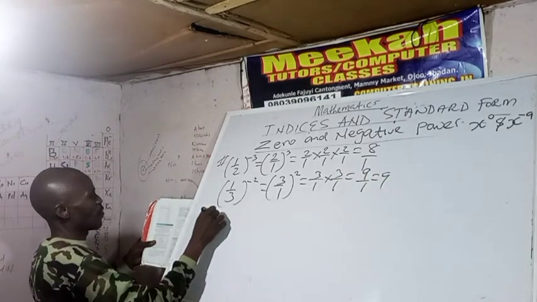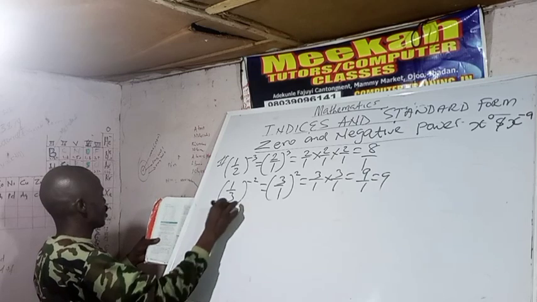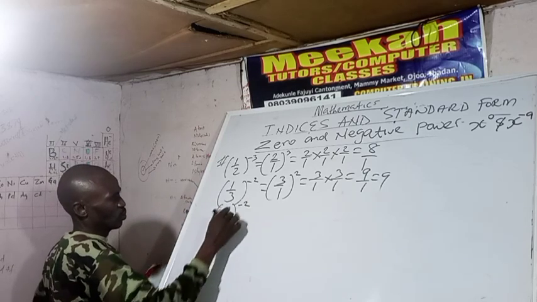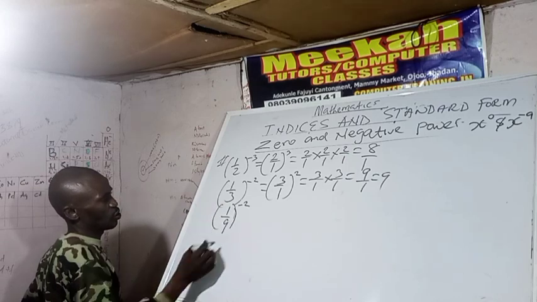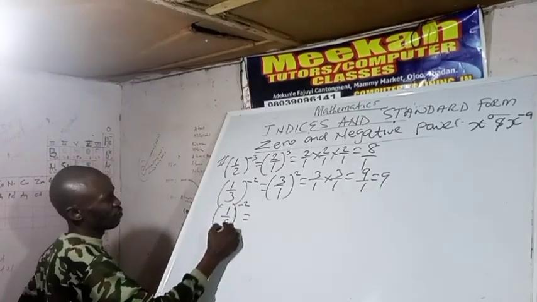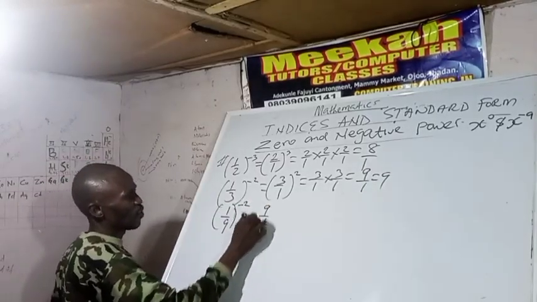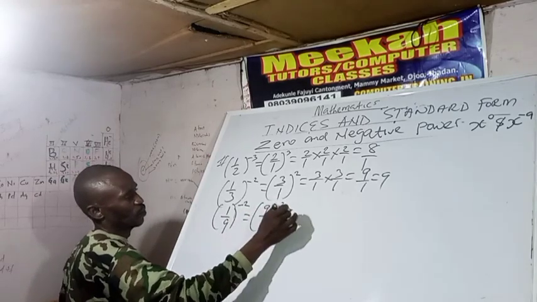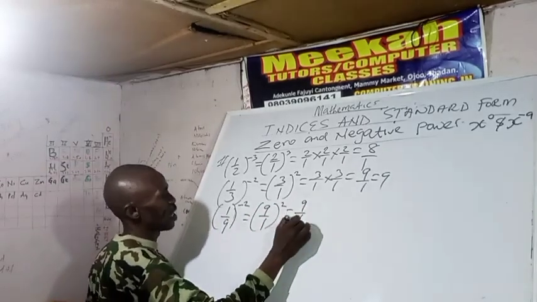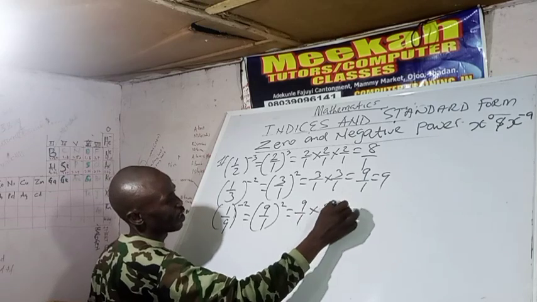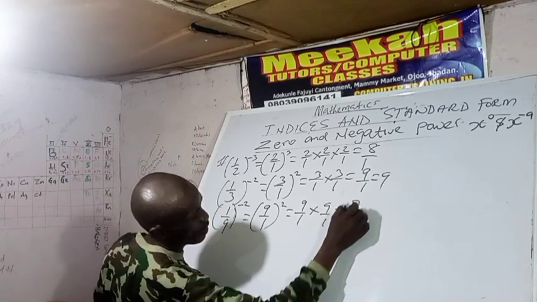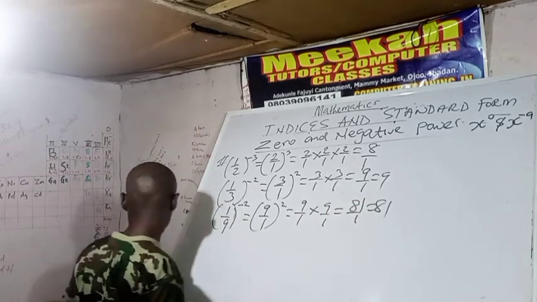Now, what if you have 1 over 9 raised to power minus 2? This minus, we reciprocate this. What do you have? 9 over 1 raised to power 2. It is the same thing as 9 over 1 times 9 over 1. What do you have? 81 over 1, that is 81.